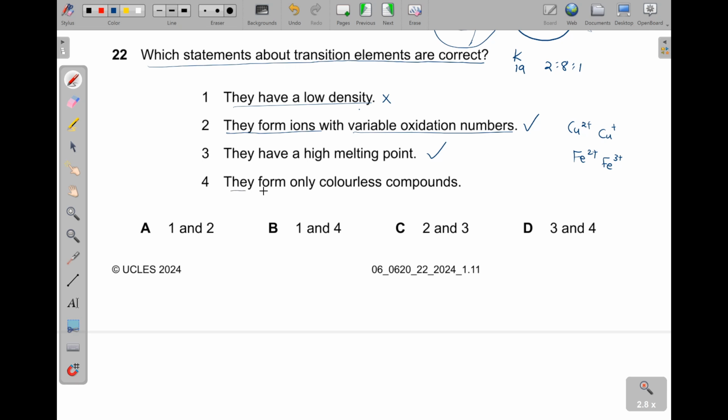They form only colorless compounds. No, these form what we call colored compounds. So our answer has to be 2 and 3, which is C here.